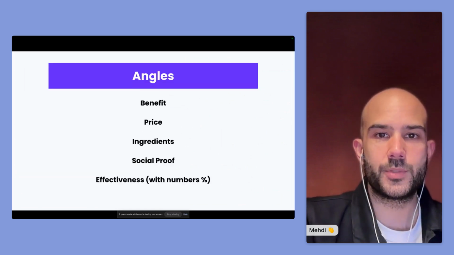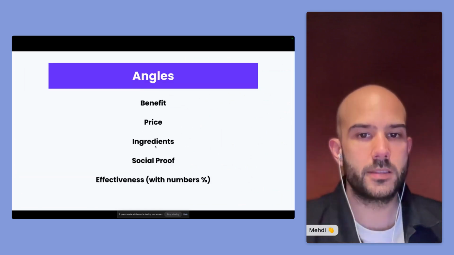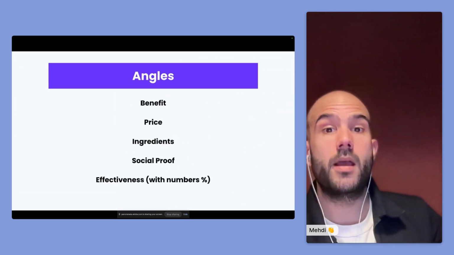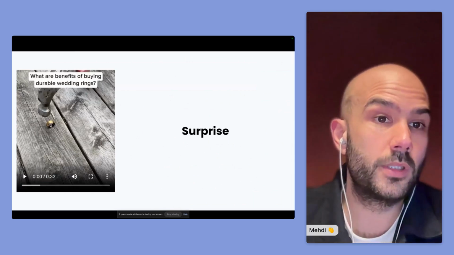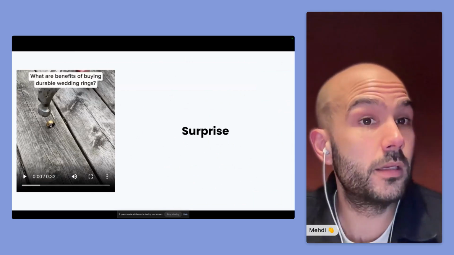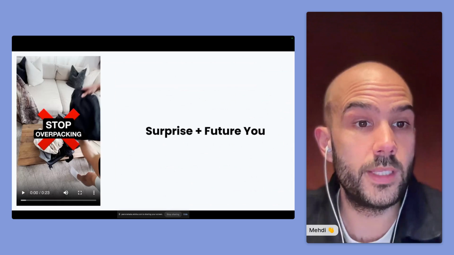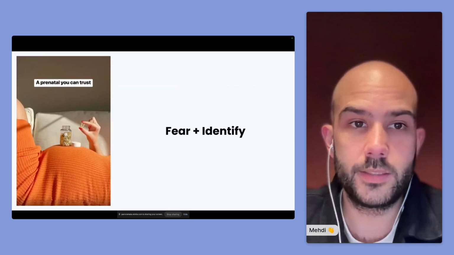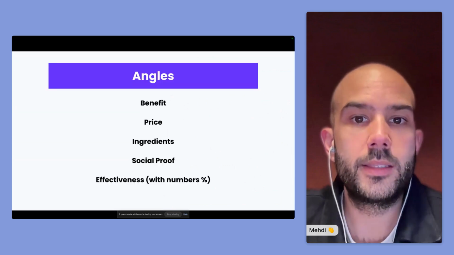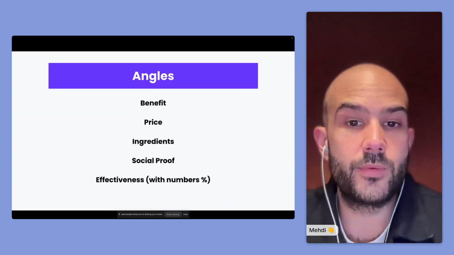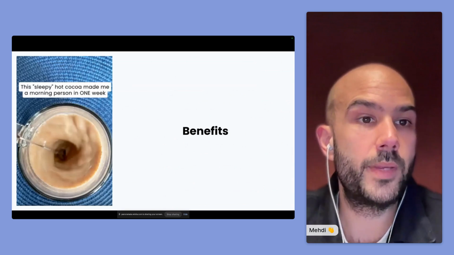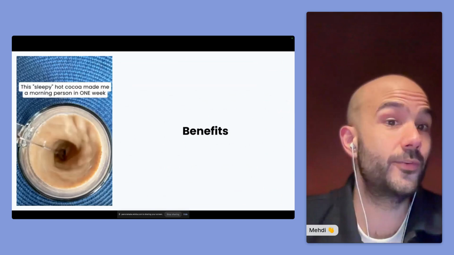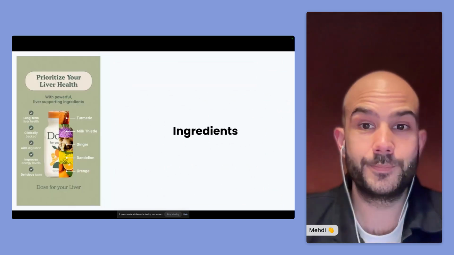But here we've seen some triggers. Here are some angles: benefit, price, ingredients, social proof, effectiveness. We can do the same exercise on the previous ones as well. Here, they're selling, of course, the benefits, and they're explaining to you why it's actually interesting to buy a durable wedding ring. Here, it's actually on the comparison, so it's going to be on the benefits as well. This is going to be on the benefits too. There are other angles on top of the benefits: price, ingredients, social proof, effectiveness. Again, benefits. This sleepy hot cocoa made me a morning person in 1 week. Great benefit if you're looking to become a morning person.